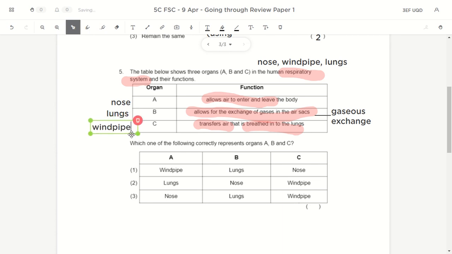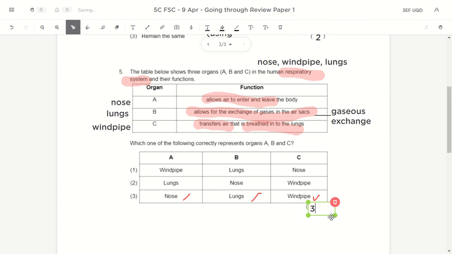Alright, okay. So from the function here, I know which part it is. A is the nose because it allows air to enter and leave. B is the lungs because it allows gaseous exchange to take place. C is the windpipe because it transfers air from the nose to the lungs and from the lungs to the nose when you breathe out. So with this, it's very simple. A must be nose, B must be lungs, C must be windpipe. So the answer is 3.